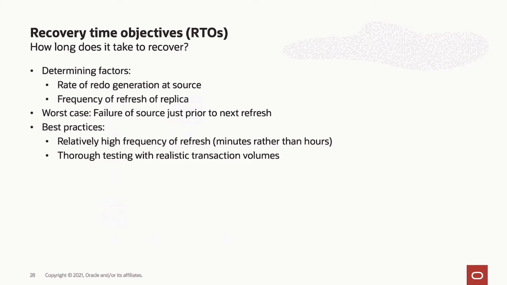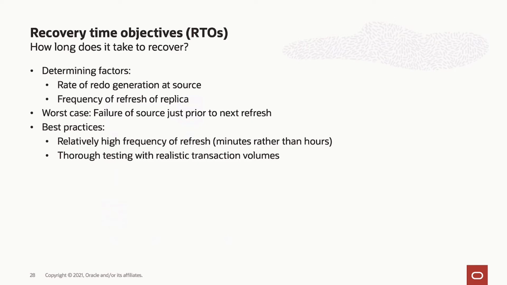Recovery time objectives consider how long it takes before operations can resume in the event of a switchover. In other words, how long is the outage? The point is that RTO is affected by the amount of redo to be applied. In turn, that is a function of the rate of redo generation in the source PDB and the frequency of refresh of the replica. The worst case is a failure of the source just before the next refresh was due to have occurred.